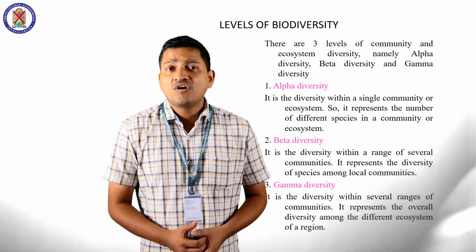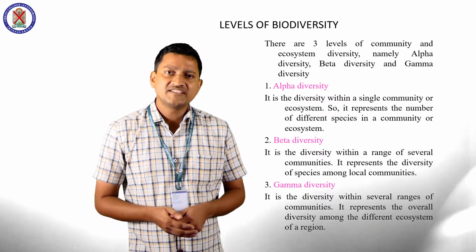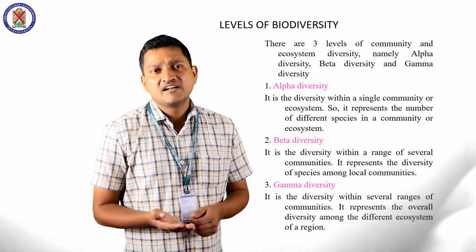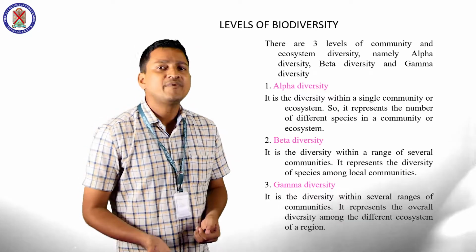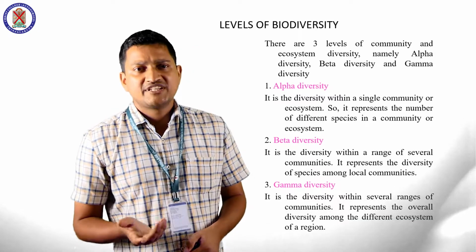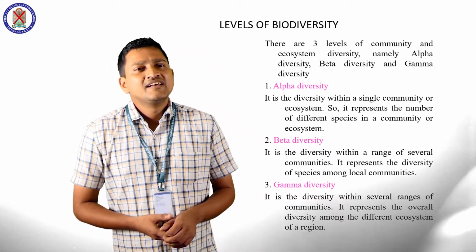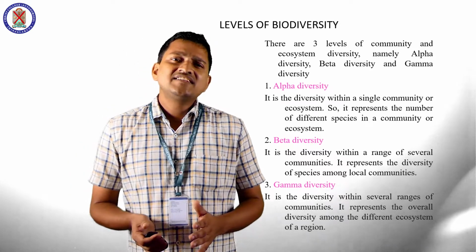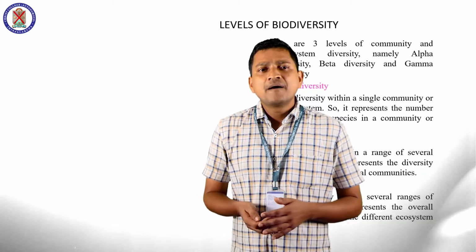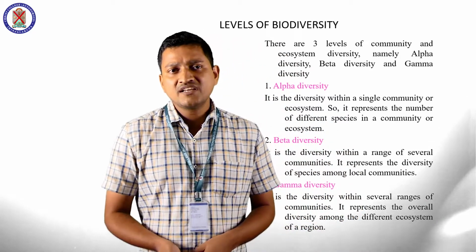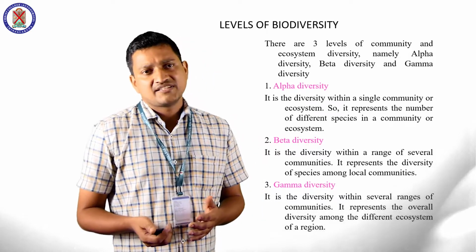Next are the levels of biodiversity. There are three levels of community and ecosystem diversity, namely alpha diversity, beta diversity, and gamma diversity. These are the levels of biodiversity in any community. First, there is alpha diversity. Alpha diversity is the diversity within a single community or ecosystem. So it represents the number of different species in a community or ecosystem.